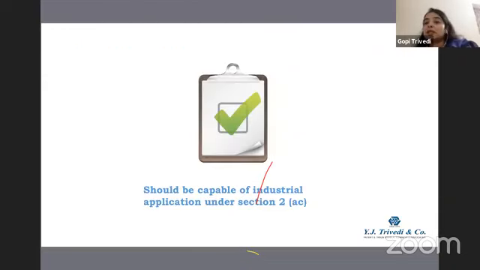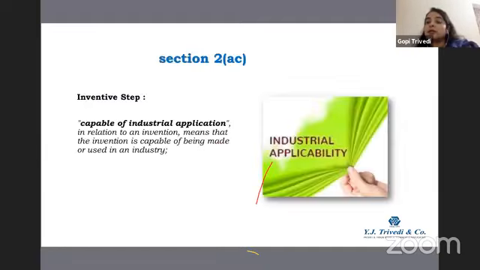My last requirement is capability of industrial applicability. That is also defined: it must be capable of being made or used in industry. Thereby, if it is not possible to be made or used, then what is the purpose of doing the invention? What is the purpose of rewarding a patent?